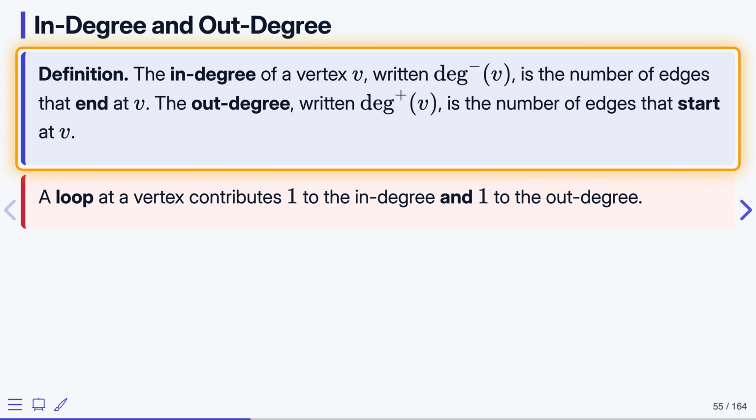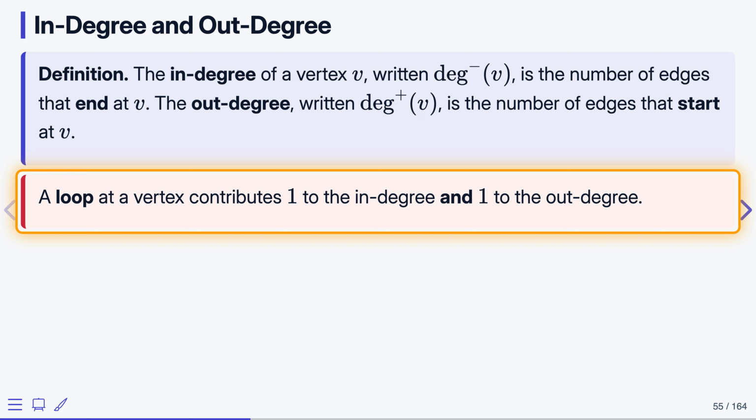Now we count directions. The in-degree of a vertex is how many arrows point into it. We write it deg minus of v, and the minus sign reminds us the arrow is coming in. The out-degree is how many arrows leave it. We write it deg plus of v. And the loop rule again in its new form. A loop starts at the vertex and ends at the same vertex, so it adds 1 to the in-degree and 1 to the out-degree, not 2 to either.